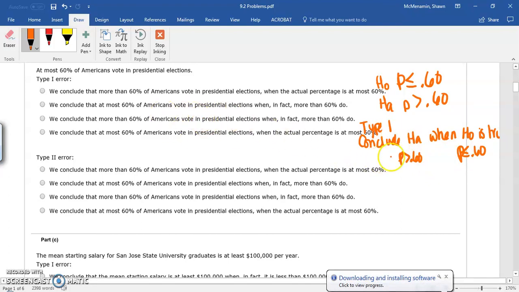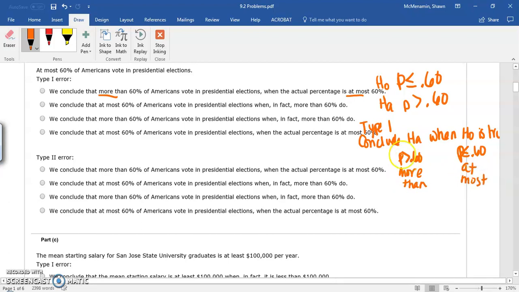Look at the keywords. It uses more than and at most. Greater than is more than. Less than or equal to is at most. So you are concluding that the percentage is more than 60% when in fact it is at most 60%. So we want something that says more than, it's this one. We conclude more than 60% when in reality the actual percentage is at most 60%.